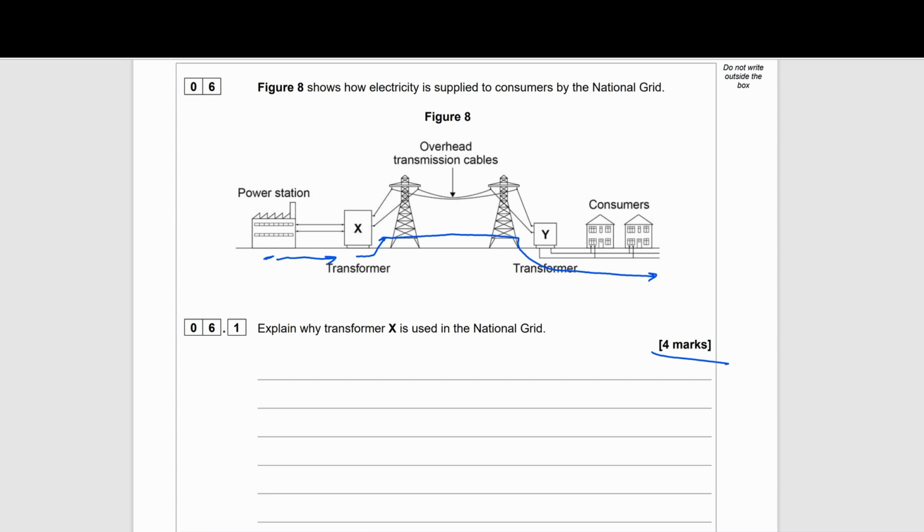So you can use that to help you remember what X is going to be and what Y is going to be. X is always going to be a step up transformer. Y is always going to be a step down transformer. So we need to recall those, in this case just X, but then we need to think about why that is important. So we can say now that transformer X is a step up transformer.